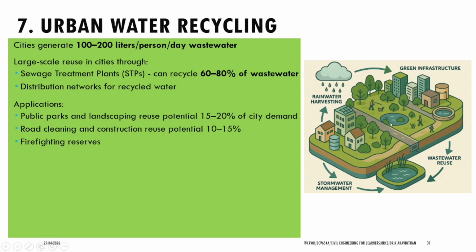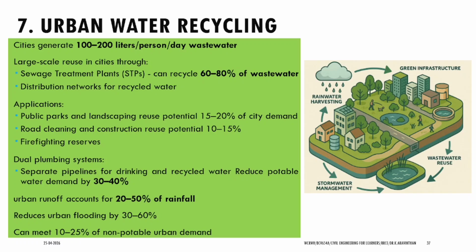What do you mean by storm water drain is this rainfall is collected through this kind of roads. So when there is any rainfall in the roads, we can see that rainwater is stagnating there. This is lack of storm water management. If you properly collect that water, which can be reused for maintaining the parks and landscaping, around 15 to 20 percentage of city demand, road cleaning and construction reuse, which provides 10 to 15 percentage of reuse of that water. This can also be used for firefighting reserves.